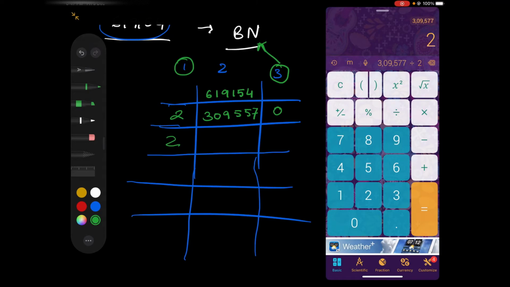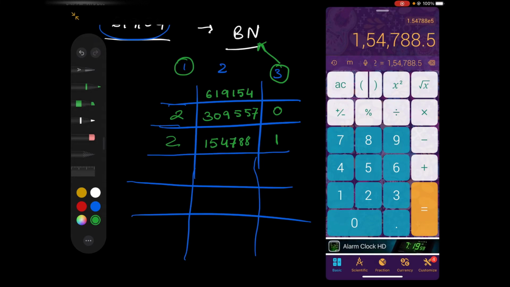309557 by 2, and we are getting 154788. We don't write the decimal here, but as we are getting a decimal number, which means we have a remainder, we are going to write 1 here. The decimal should be 0.5 only, which means 0.5 of 2, which is 1.